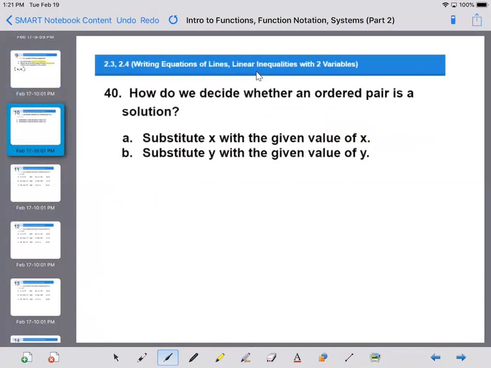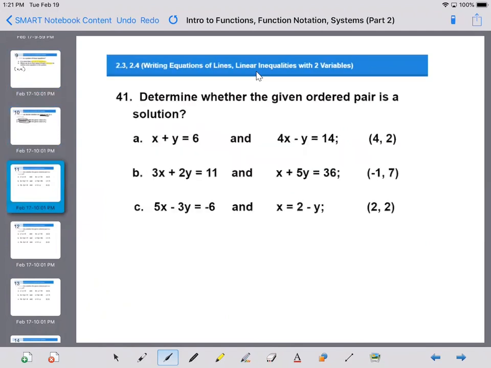So how do we decide if an ordered pair is a solution? And it's all about substitution. So let's look at this first one. So I've got x plus y is 6, I've got 4x minus y is 14, and I want to know if (4, 2) satisfies both of them. So I'm going to substitute, looking at the first one here, 4 in for x, 2 for y. 4 plus 2, 6 equals 6, check, it works for that equation.